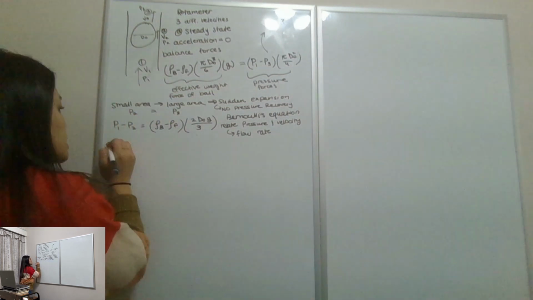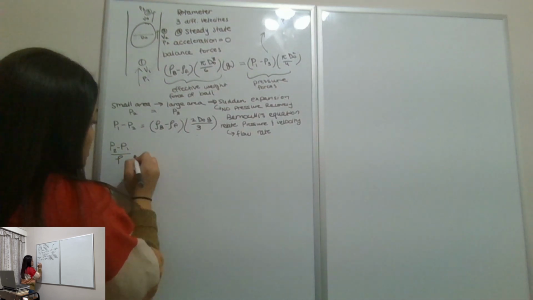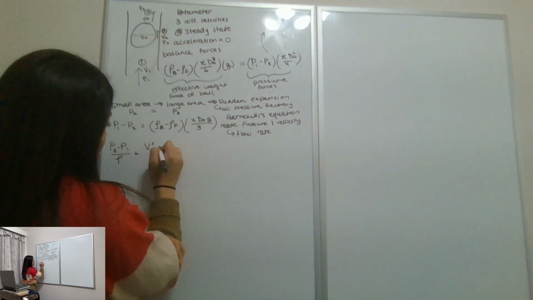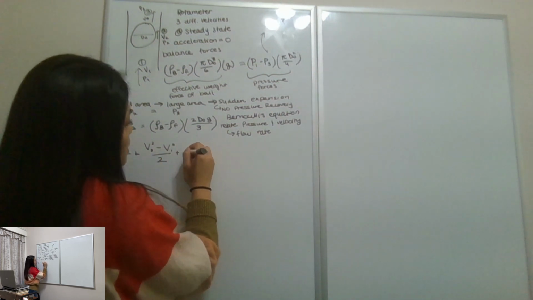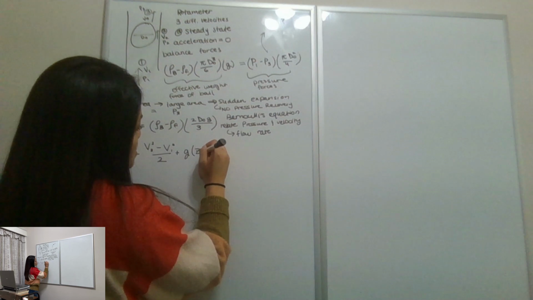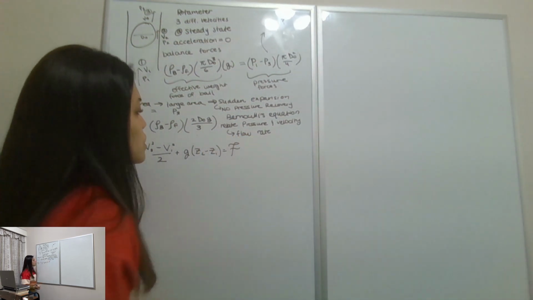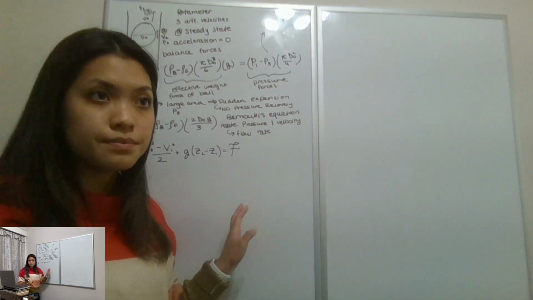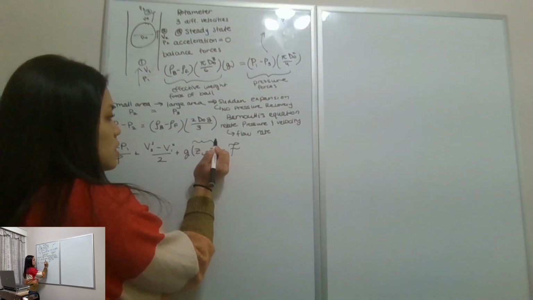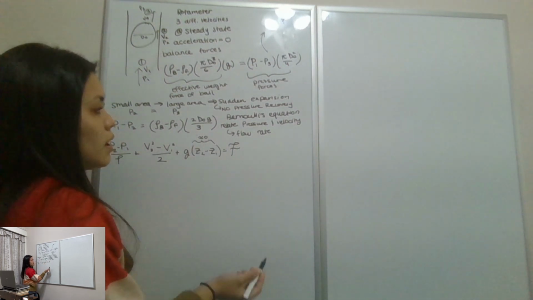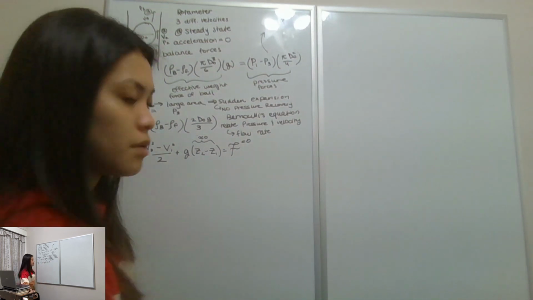Bernoulli's equation is the pressure at position 2 minus the pressure at position 1 divided by the density, plus velocity at position 2 squared minus velocity at position 1 squared divided by 2, plus the gravitational acceleration times the height at position 2 minus the height at position 1, equal to frictional heating. But for this equation, we're going to assume that the height difference is so small that it is equal to 0, and that frictional heating is also equal to 0. So that leaves us with these two terms here.